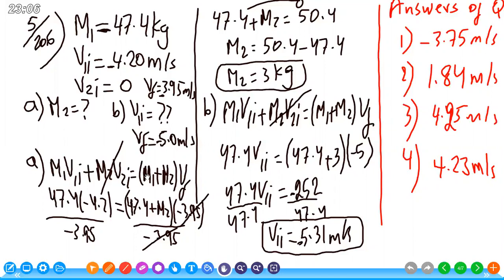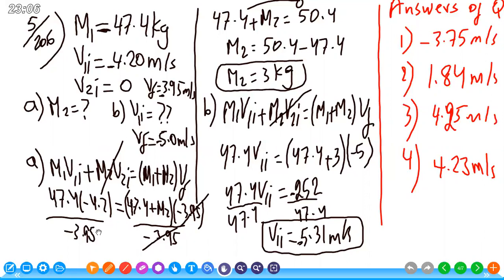So I use my single equation in a perfectly inelastic collision, which is M1 V1 initial plus M2 V2 initial equals M1 plus M2 times V final. Now this term is 0. Why? Because anything times 0 is 0. M1 is 47.4, V1 initial minus 4.2, equals 47.4 plus M2 times minus 3.95. What I am going to do is divide; let me cancel this minus 3.95.